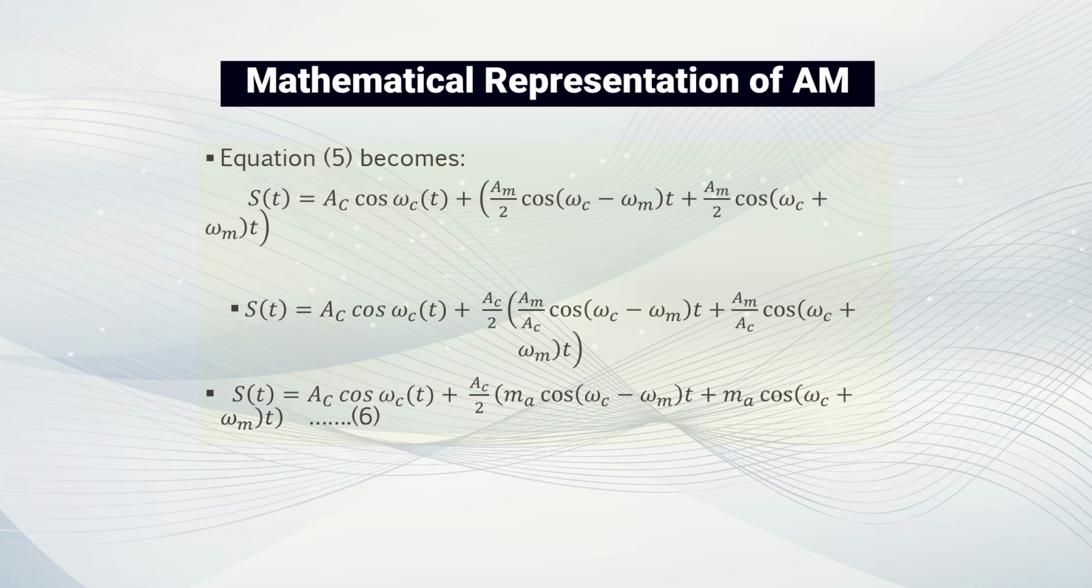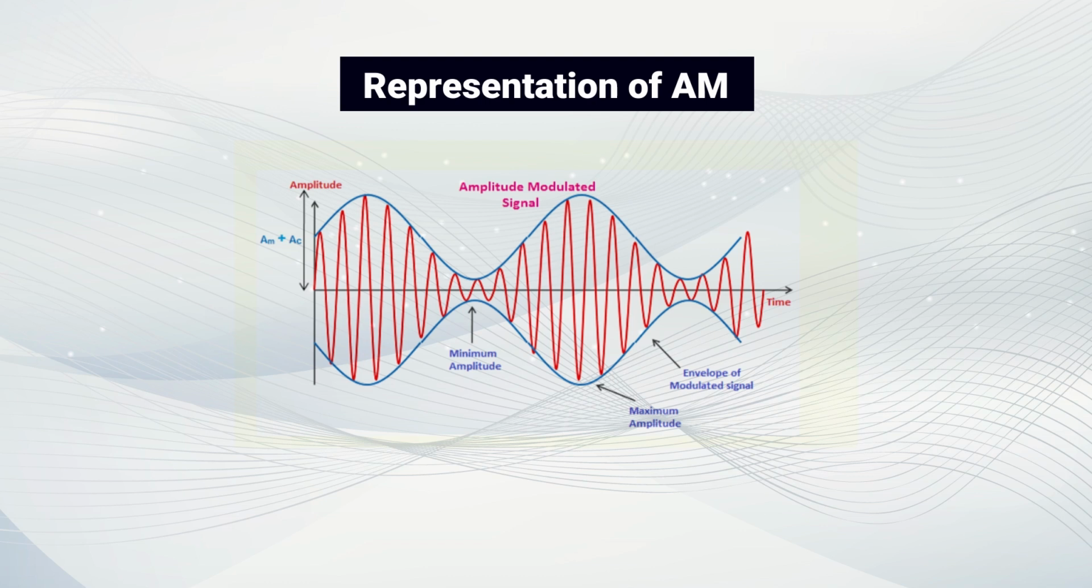s(t) = A_c cos(omega_c t) + (A_c/2) m_i [cos((omega_c - omega_m)t) + cos((omega_c + omega_m)t)], giving it equation number 6, in which m_i represents the modulation index that we will cover later. From this equation, we can observe that we have one carrier frequency component, one component having frequency omega_c minus omega_m, which is called the lower sideband, and one more component having frequency omega_c plus omega_m, which is called the upper sideband.